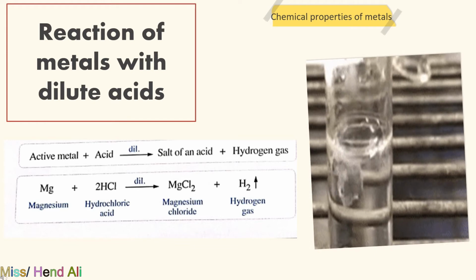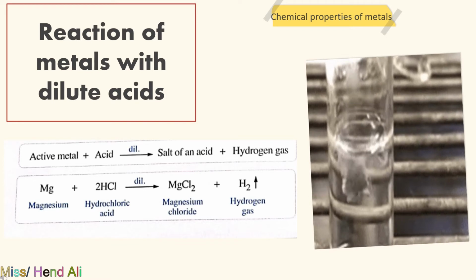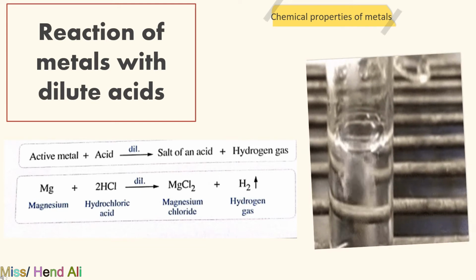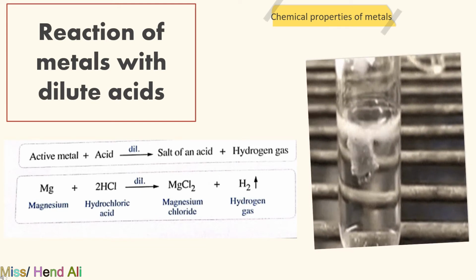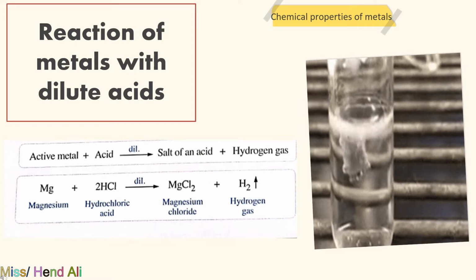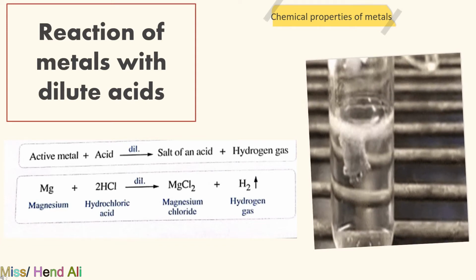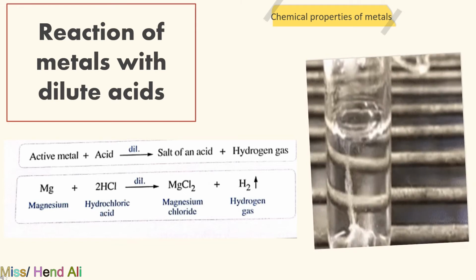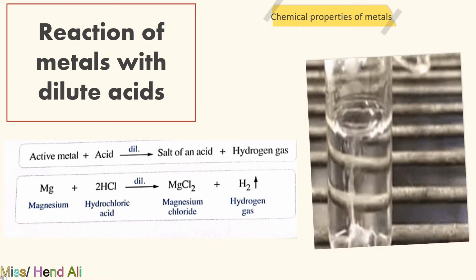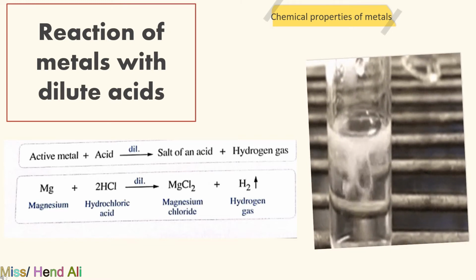Let's start with the chemical properties of metals. Reaction of metals with dilute acids. Metals are represented by magnesium, and dilute acids are represented by hydrochloric acid. At first, we will take a piece of magnesium, put it in a container or a tube, and then add hydrochloric acid, HCl. What will happen? We will notice the evolving of gas, or bubbles. What's the name of this gas? Hydrogen.